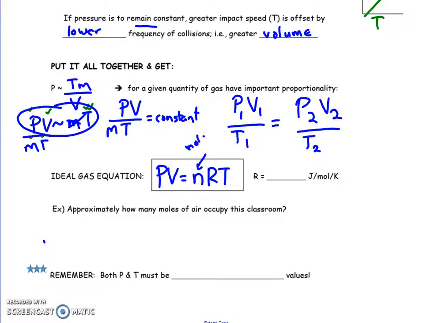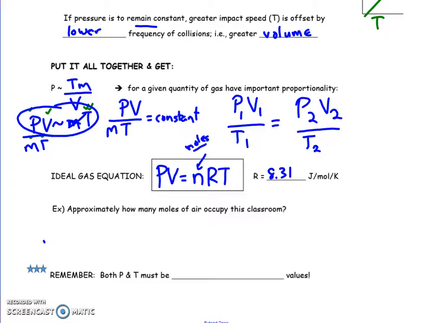It turns out that if you don't express the quantity in terms of moles, then R will take on different values for different gases. When you have the quantity expressed in moles and R is the same value, it is 8.31, something you may remember from chemistry, joules per mole per Kelvin.